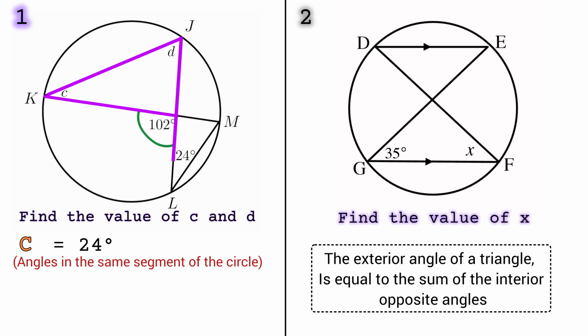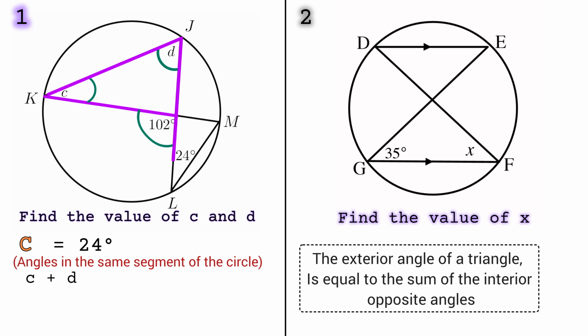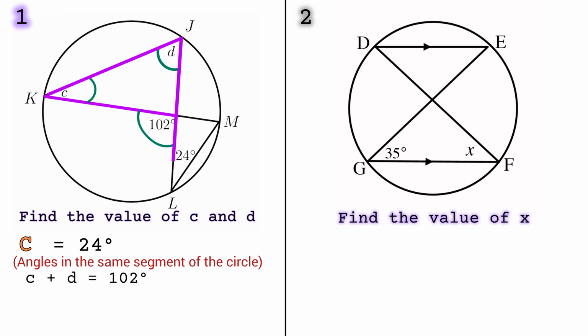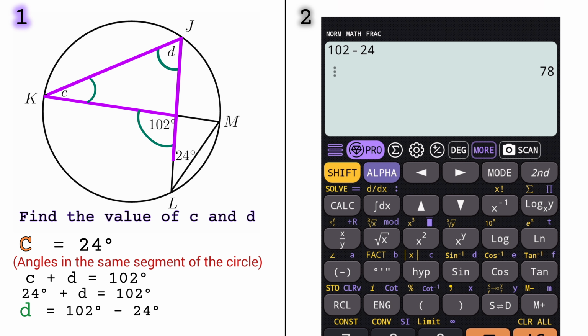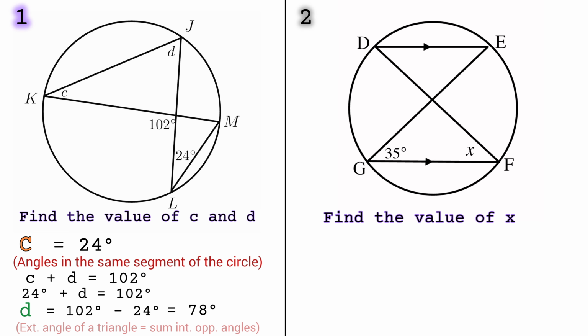The exterior angle of a triangle is equal to the sum of the interior opposite angles. These two angles are equal to this exterior angle. So the value of C plus the value of D is equal to 102 degrees. We already know the value of C, which is 24 degrees, so we solve for D by taking 24 degrees to the other side of the equal sign. 102 degrees minus 24 degrees is equal to 78 degrees, so the value of D is 78 degrees.